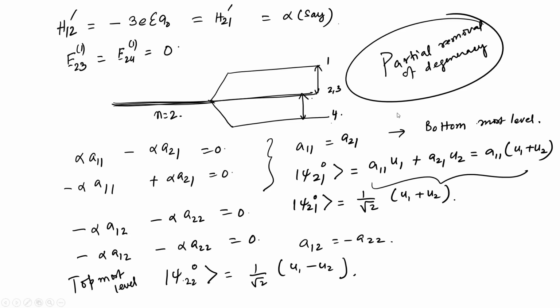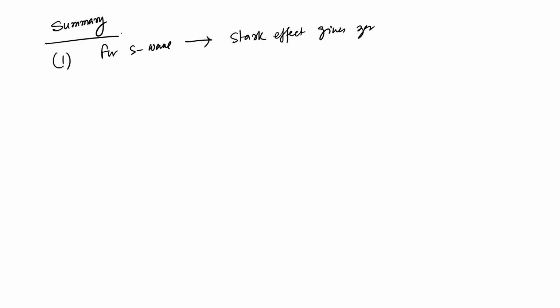And so, let me write down the summary of these results that you have seen here. The summary says that for the purely S wave state, the Stark effect is 0, which means that there is no change in energy. So, the Stark effect gives 0. This is for n equal to 1. For n equal to 2, which are combinations of S and P, the Stark effect gives partial removal of degeneracy.